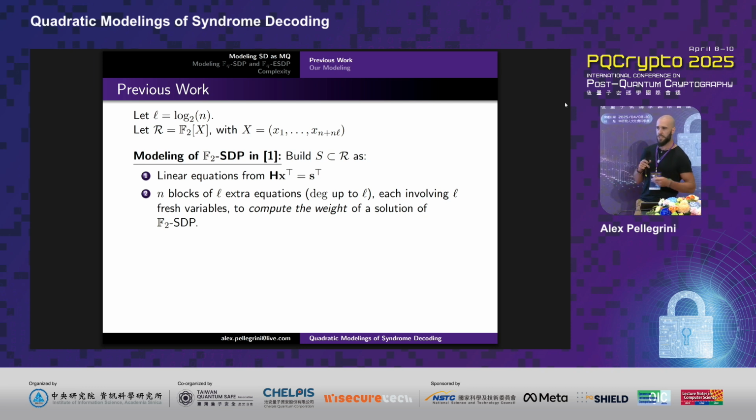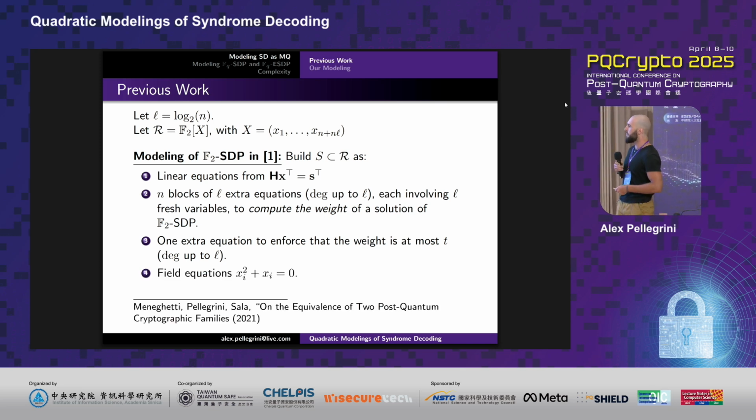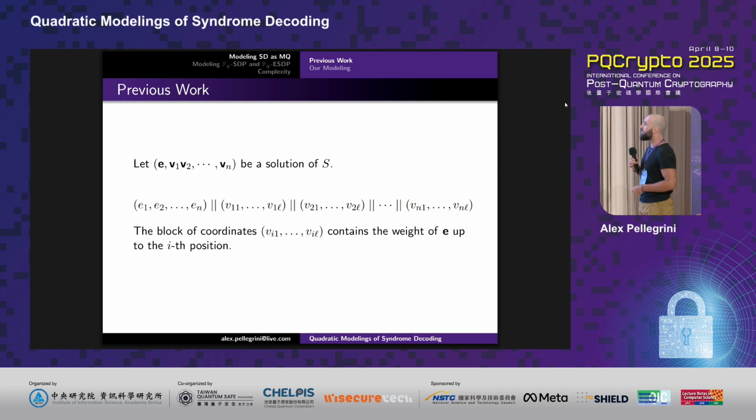These equations are made to compute the weight of a solution of this part of the system. Then there is another extra equation that enforces that the weight that we just computed is at most t, and this equation also has higher degree, up to L. Finally we add field equations in order to have all the solutions of the system living over F_2.